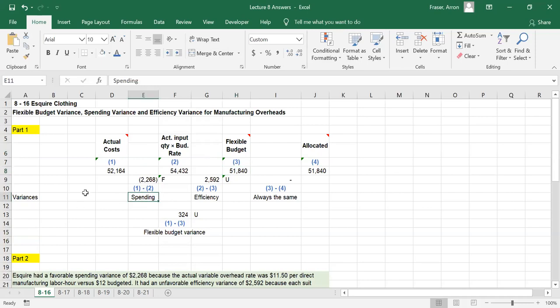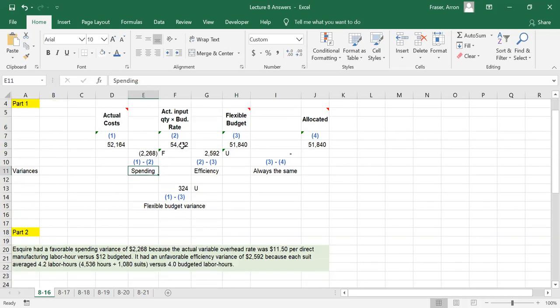The spending variance looks at the actual cost minus the actual input quantity times the budgeted rate. Essentially, what this spending variance examines is how much you paid against how much you would have expected to pay. You expected to pay $12 per hour, and in fact, you paid $11.50. So if actual cost was less than the budgeted cost, then you have a favorable variance. In this case, you have a favorable spending variance of 2,268.